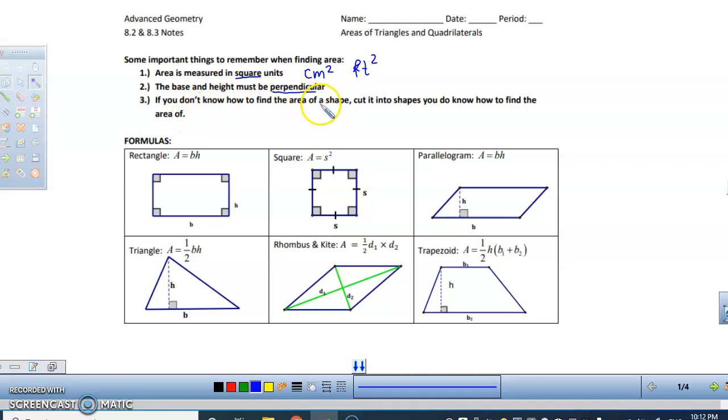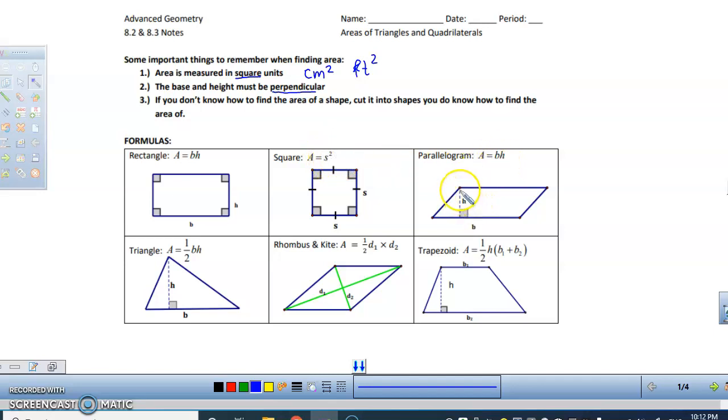Okay, and we'll do one of these where you can cut it into different pieces. We'll do one of those on the back. So rectangles, obviously they automatically have the perpendicular, so base times height. Same with squares, side times side or side squared.